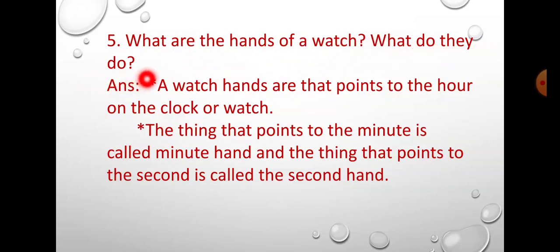What do they do? A watch's hands are what point to the hour on the clock or watch. Usually what the watch shows is 1 hour, 2 hour, 1 o'clock, 2 o'clock. This is the hour. It shows the hour time.